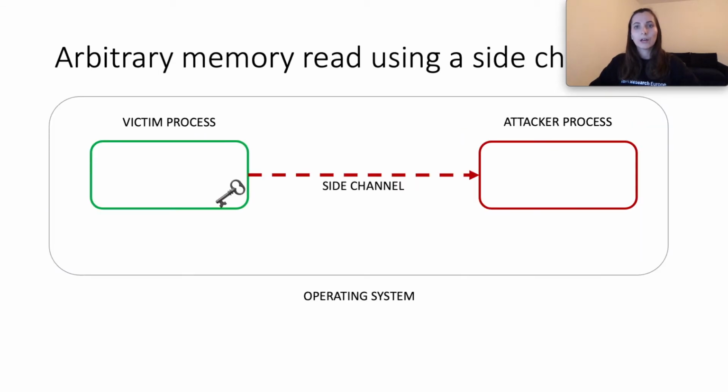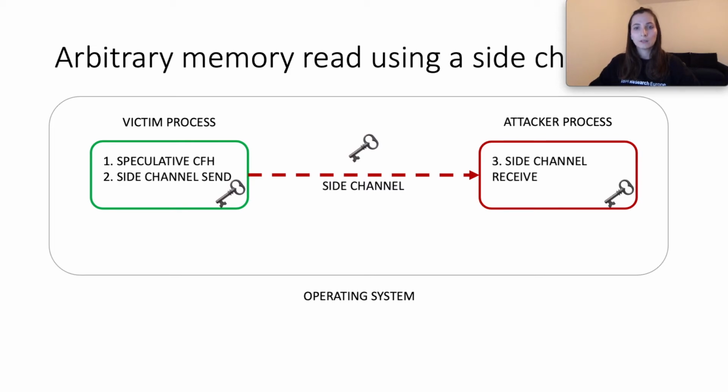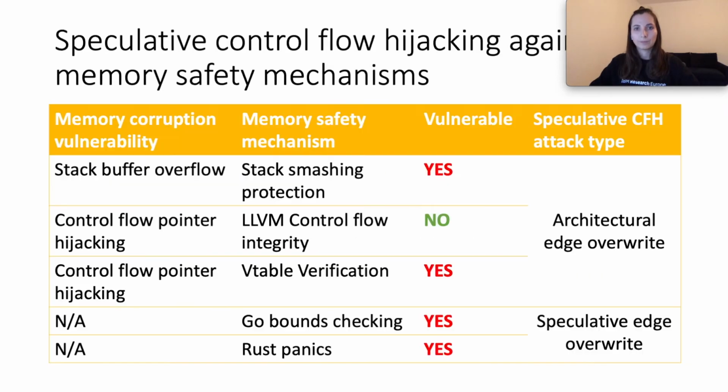Here we see on a higher level how the side channel is used to transfer victim secrets to the attacker process. After speculative control flow hijacking, followed by the side channel send via the ROP sequence, the victim secret is encoded in the side channel. The attacker then reads the encoded secret in the side channel receive phase, therefore obtaining the secret key. The leak rate recorded in the SSP attack is 0.3 bytes per second.